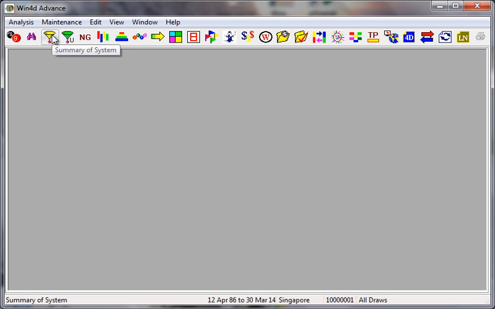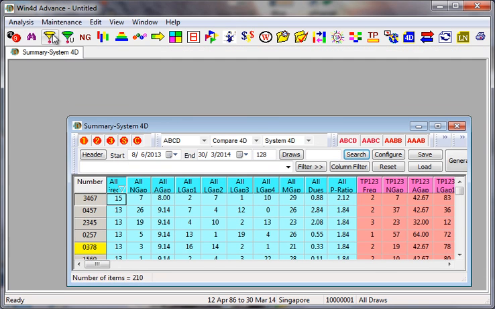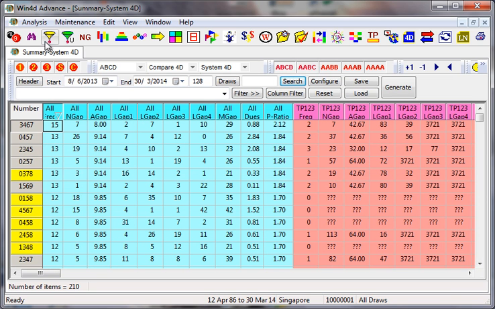But of course, I can't show everything in one go, but I'll share with you one pattern at a time. All right. Let's take a look into summary. I click on the summary. There I come to System 4D.